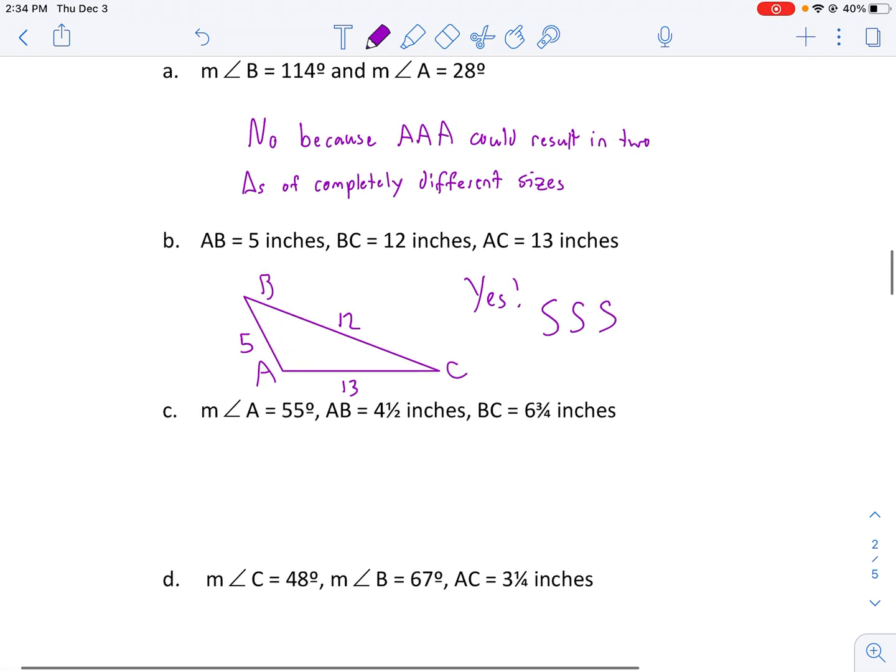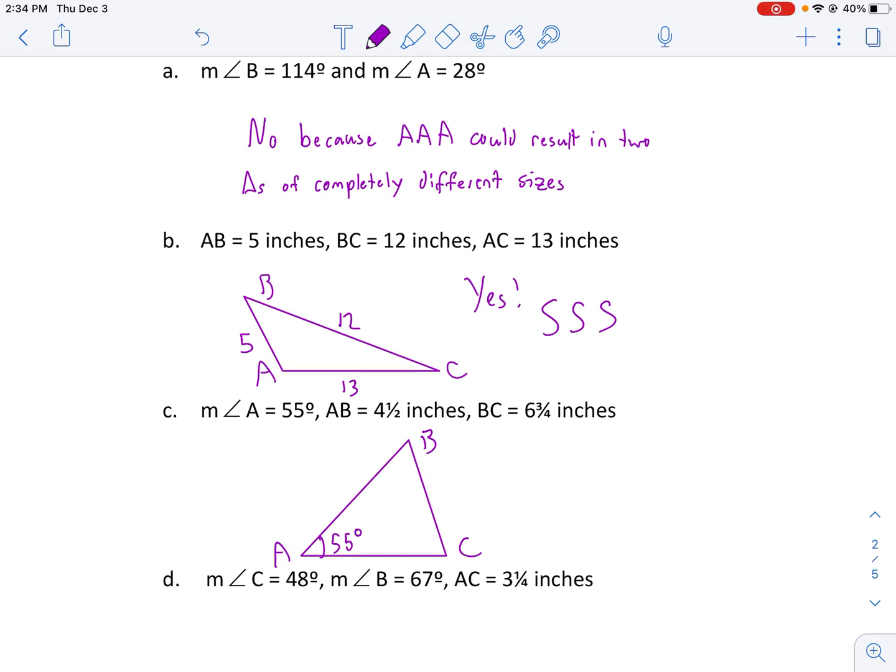We can find another triangle that's congruent to that one just by making a triangle that has the same 3 side lengths. All right, let's draw some other triangle here. Give it some labels again. A, B, C. Angle A is 55. AB is 4.5. And BC is 6 3/4.